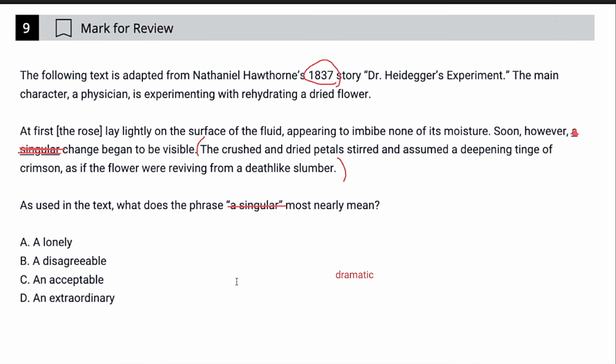Lonely doesn't work with dramatic. Disagreeable does not work. Acceptable, no. Extraordinary, yeah, that works with dramatic. So choice D is my answer.